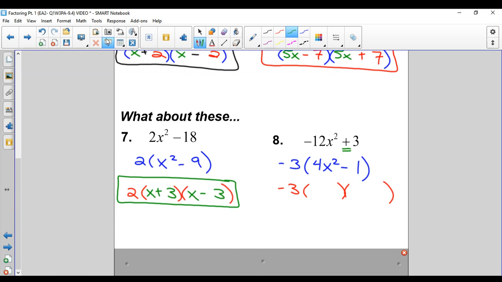Square root of 4x squared is 2x. Square root of 1 is just 1. One's a plus, one's a minus. And there's our answer.